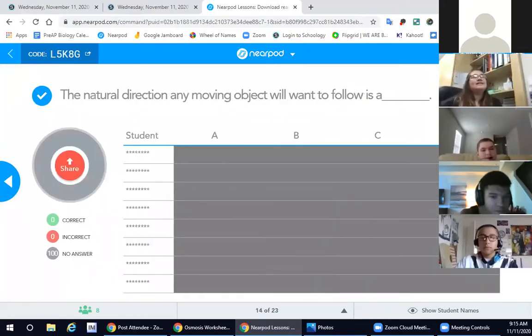All right, what is the natural direction any moving object will want to follow? Again, this relates to Newton's first law. So what is the natural direction?